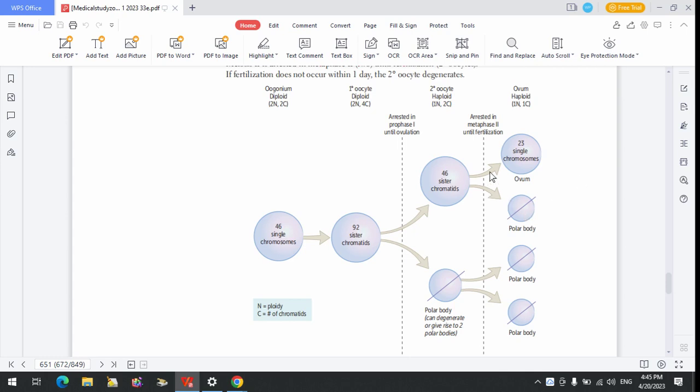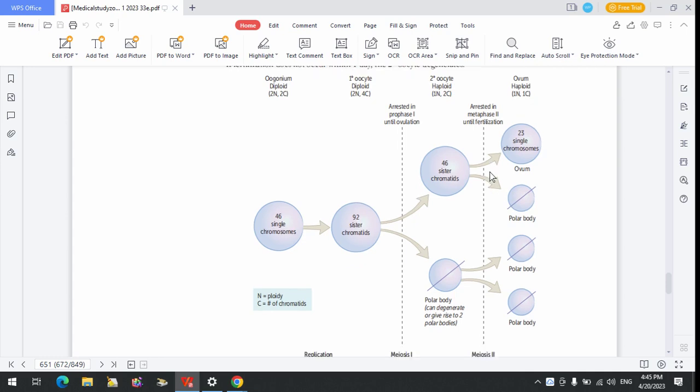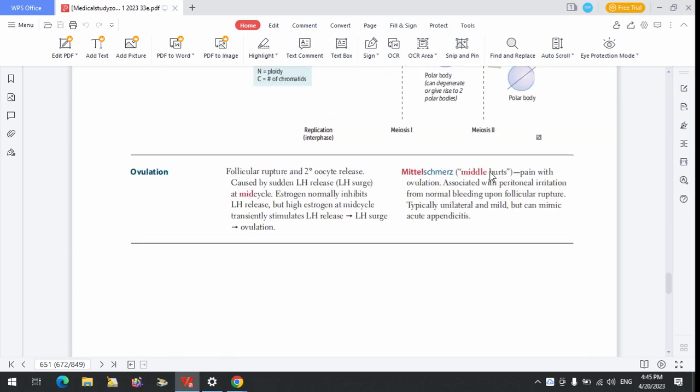Unless there is fertilization. It's a secondary oocyte. Yes, you are very correct. It only becomes an ovum when it is fertilized. That is it. Very important. All right. Thank you. Yeah, you're welcome.